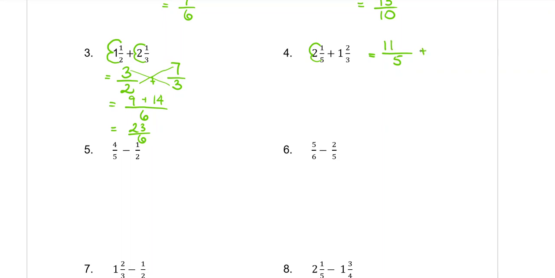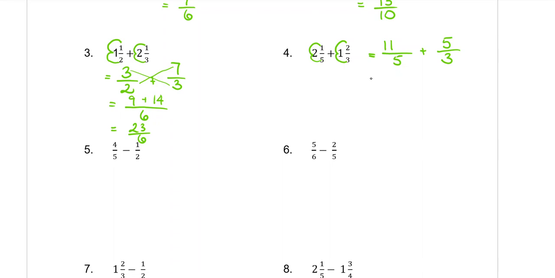Now I want to go plus, and I'll do the second one. 3 on the bottom stays a 3 on the bottom. Multiply the 3 with the 1, which is 3. Add the 2 on the top, makes 5.